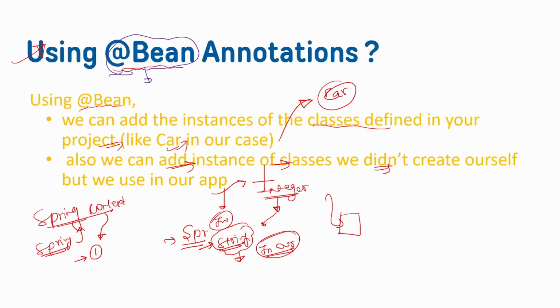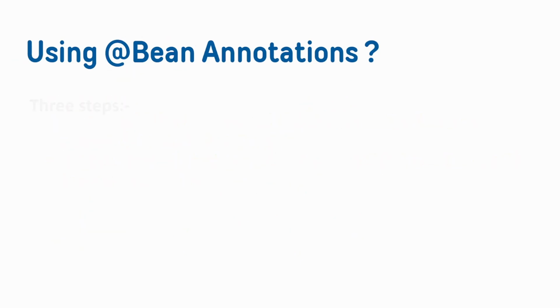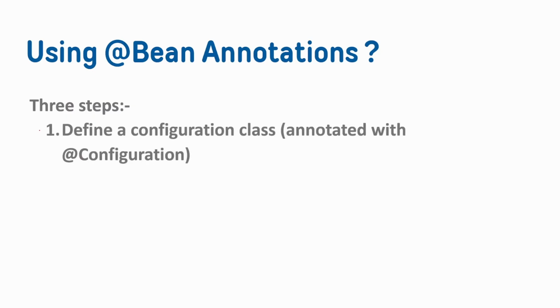So let's see how we can add the bean to the Spring context using the bean annotation. It can be done basically in three steps. First we need to define a configuration class annotated with @Configuration.